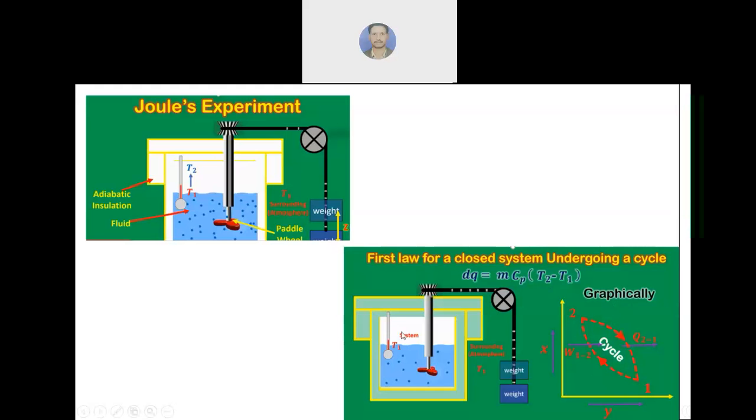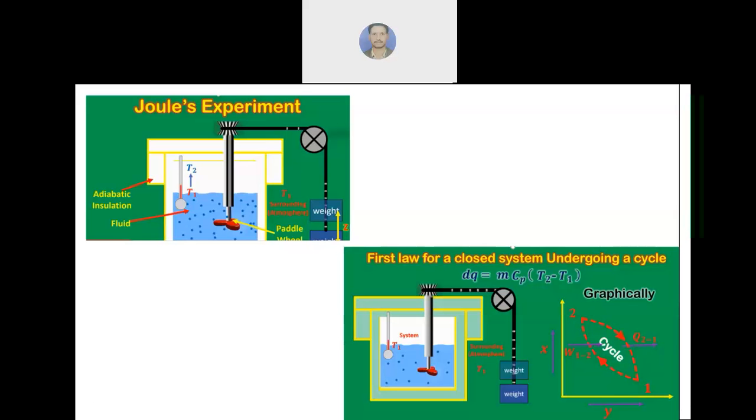This completes one complete cycle. How? The initial temperature was T1, then it was raised to T2, and finally you again achieve temperature T1. So one complete cycle is there. It starts from T1, goes to T2 and comes back to T1. Now, if you see this graph carefully, from process 1 to 2 there is work done W12. Coming back from 2 to 1, there is heat transfer Q21.